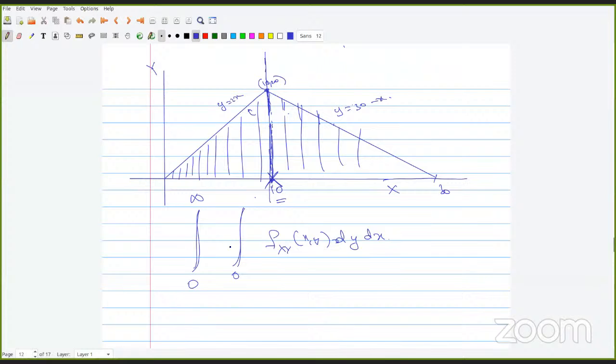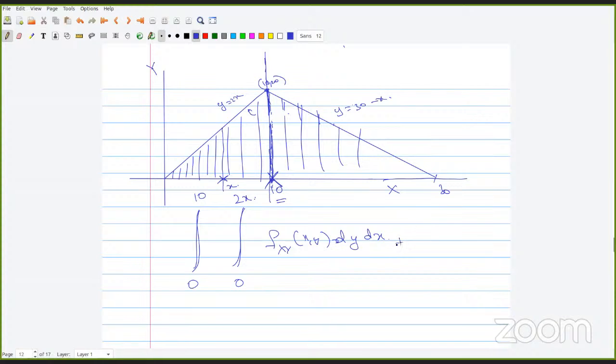In this case, for the first part, the limit of x will be 0 to 10, and for the second part, the limit of x will be 10 to 30. For the first part, the limits of y, taking any x between 0 and 10, will be 0 to 2x.